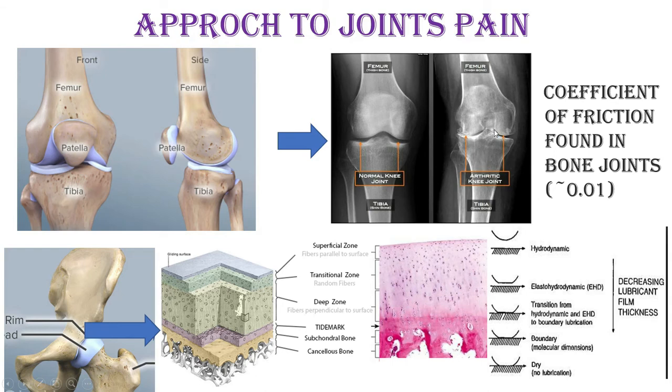So joint space reduction is the first sign of osteoarthrosis, second subchondral sclerosis, then subchondral cyst, and osteophytes. These are the four diagnostic criteria to know this is a case of osteoarthrosis.